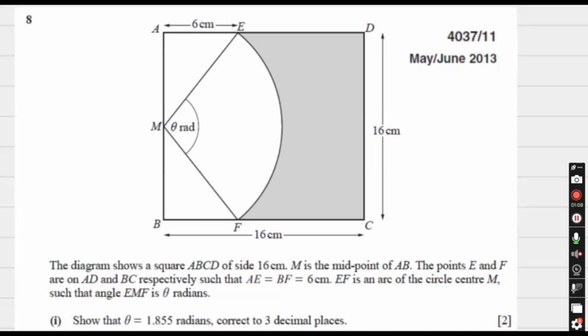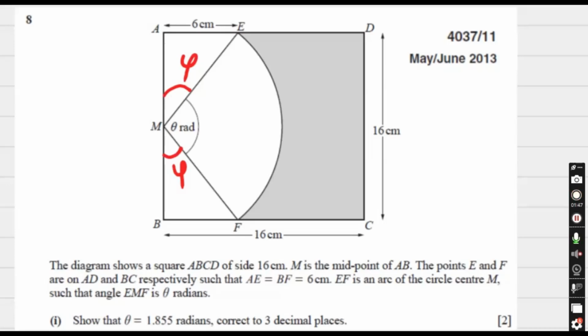Very easy. Angle EMF is given as theta radians, and if I assign the name of angle EMA as phi, then angle BMF is also phi because M is the midpoint. Now we need to find angle phi first. AE is given as 6 centimeters. You know, in a square all sides are equal, so if CD is 16 centimeters, then BA is also 16 centimeters.